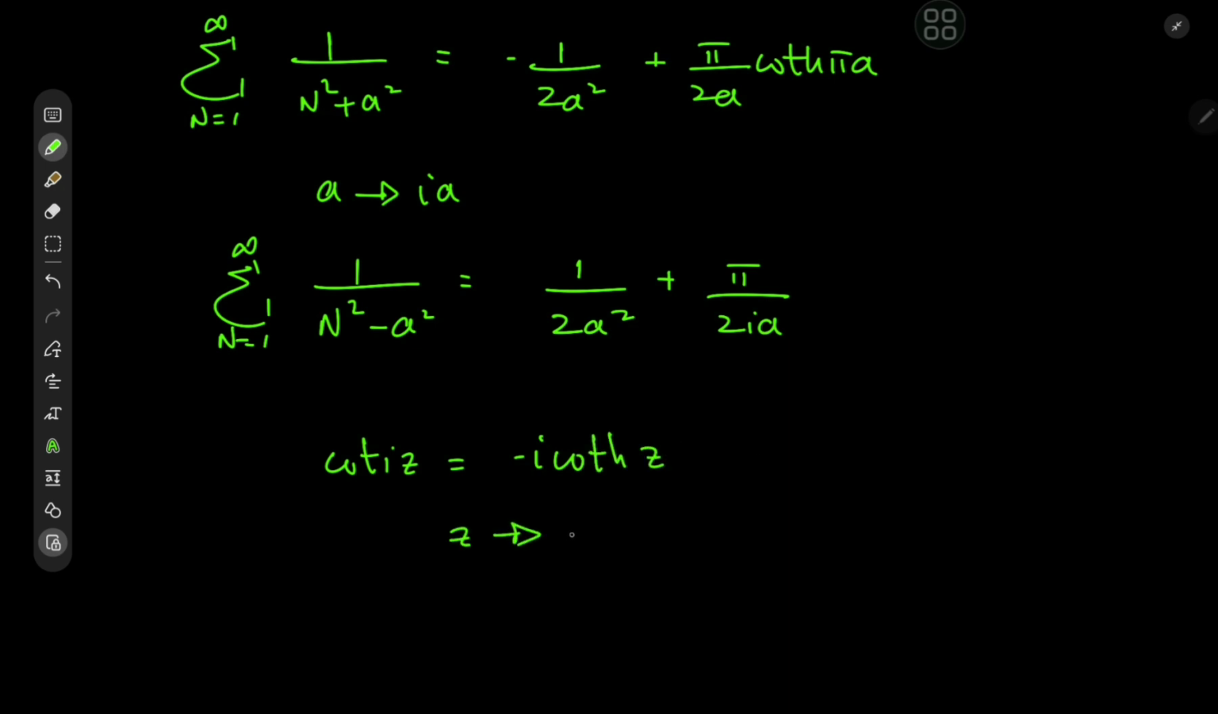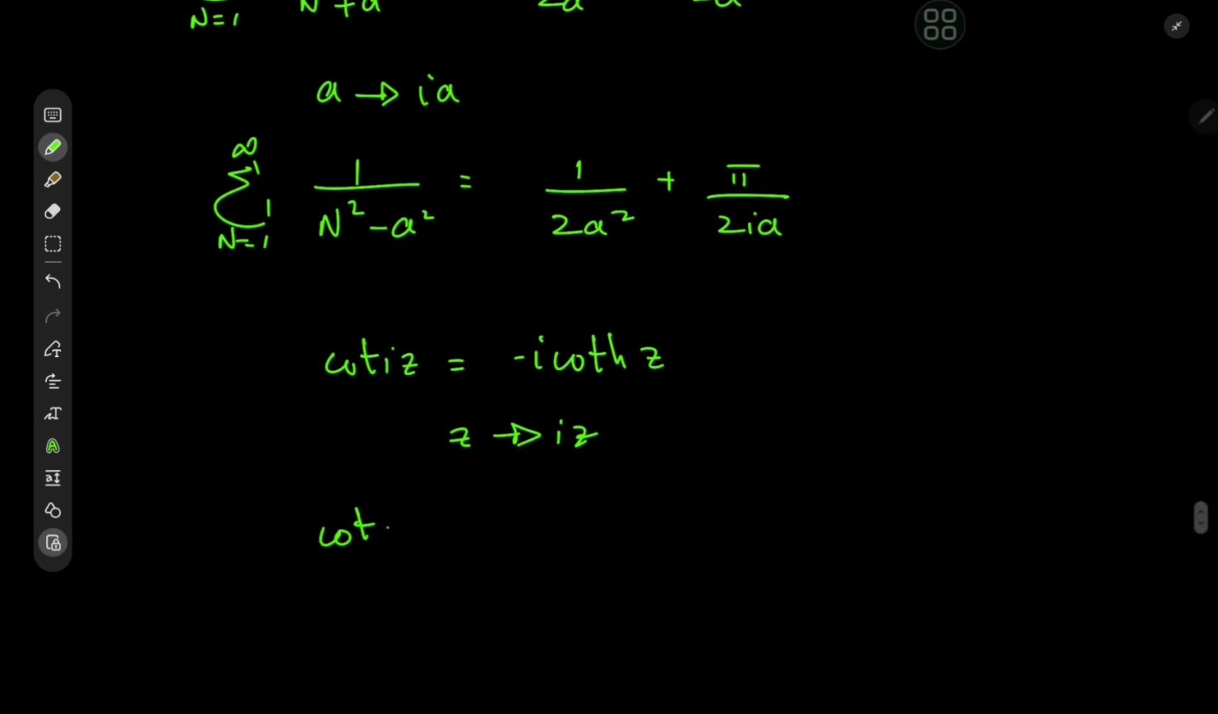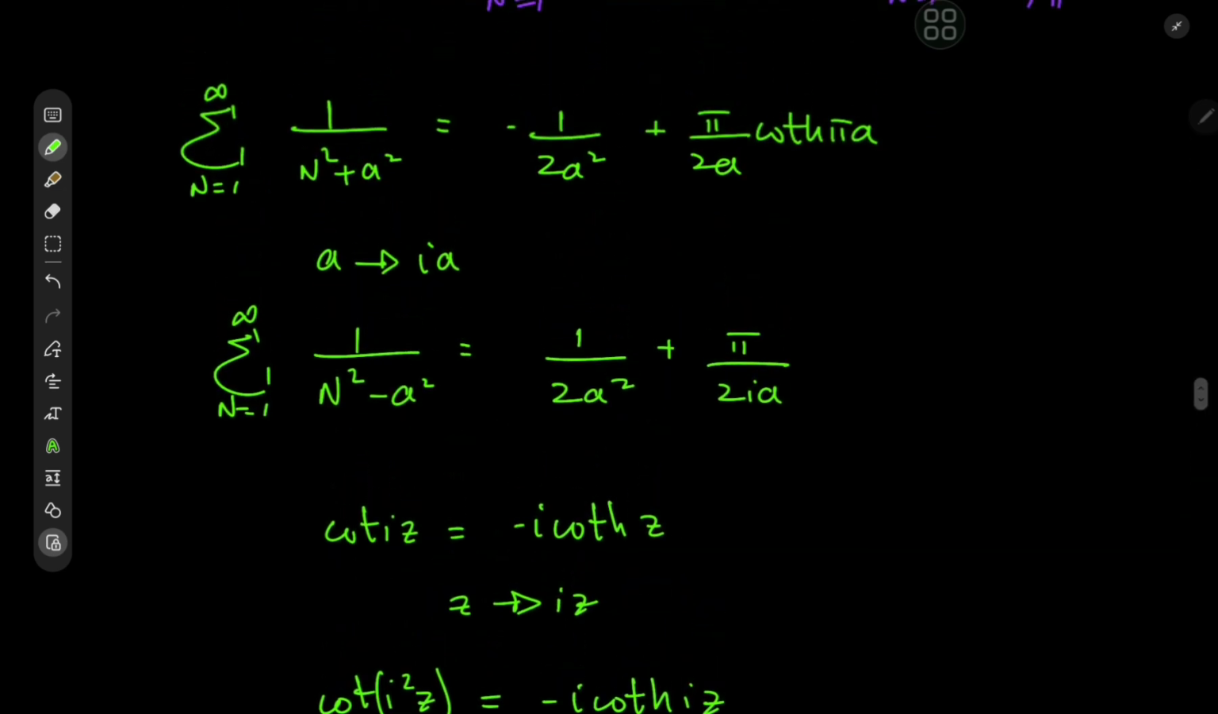So we just replace z by iz so that we have cotangent i squared z on the left, and on the right we have i times hyperbolic cotangent of iz. Now, i squared is negative 1, and we know that the cotangent function is an odd function, so we have negative cotangent z equal to negative i times hyperbolic cotangent iz. Okay, cool. And that's pretty much what we have here.